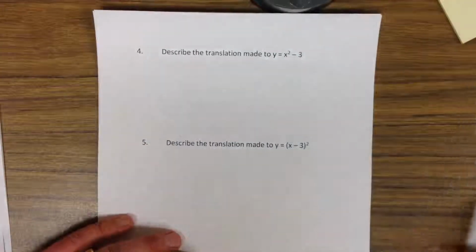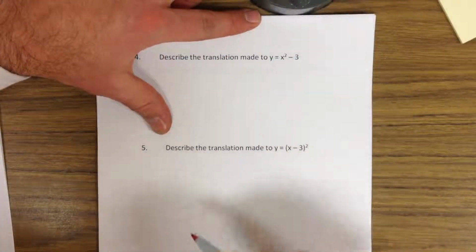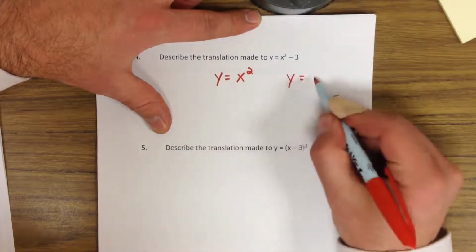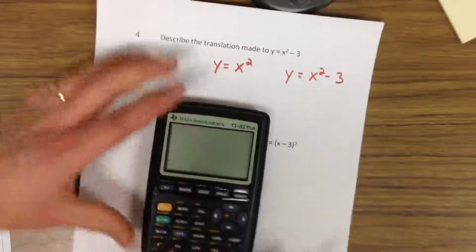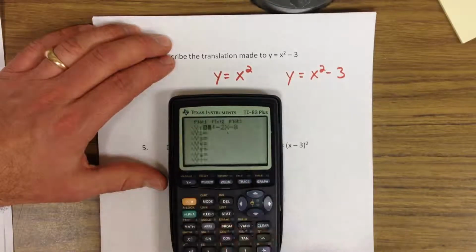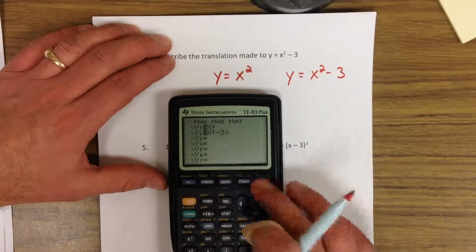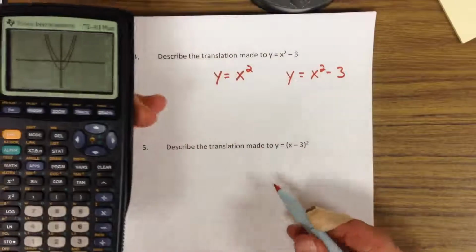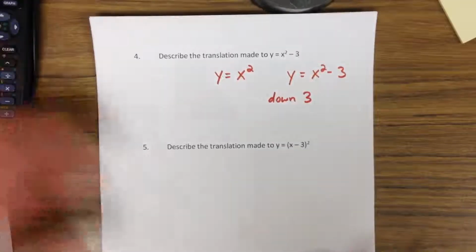Okay, so number 4, describe the translation when you have y equals x squared minus 3. What they're saying here is compared to y equals x squared, I'll just rewrite it, what's the difference between these two? So we used our graphing calculator to explore this, and we put x squared in one of them, and we put x squared minus 3, and we graphed the two, and you see the only difference is that it moved down 3. So remember, all it's asking for is what's the movement of the graph. Okay, so describe the translation.